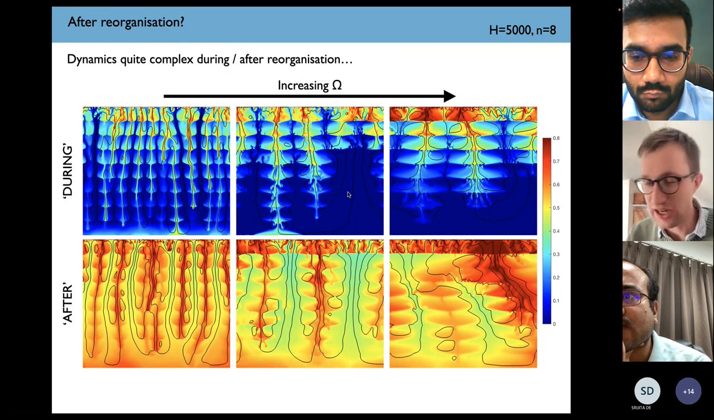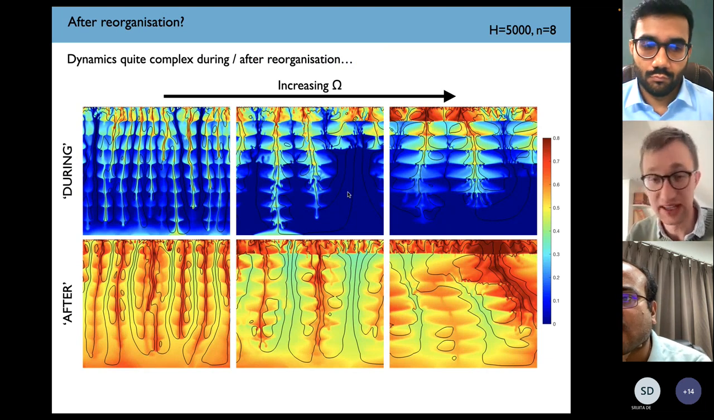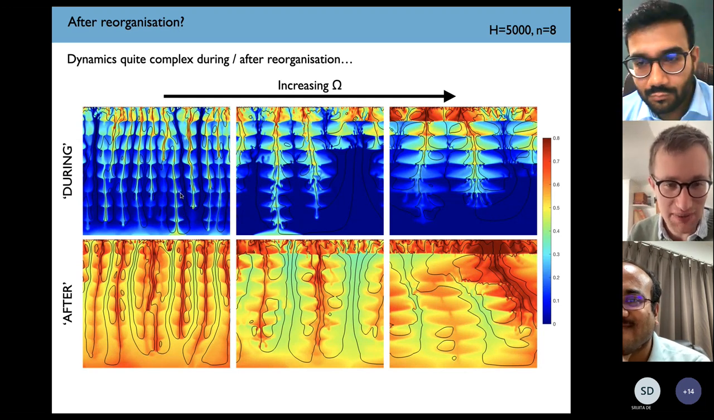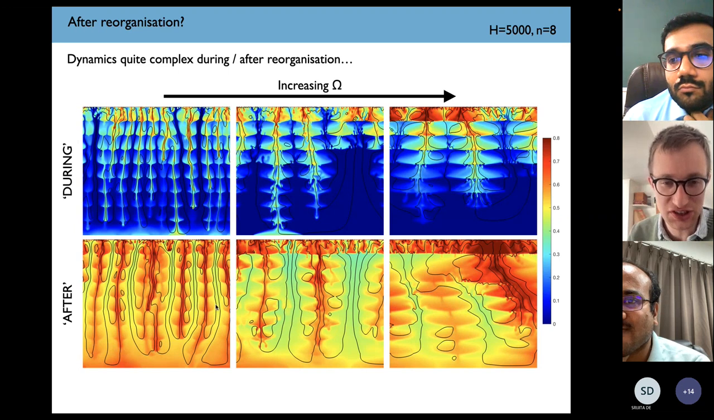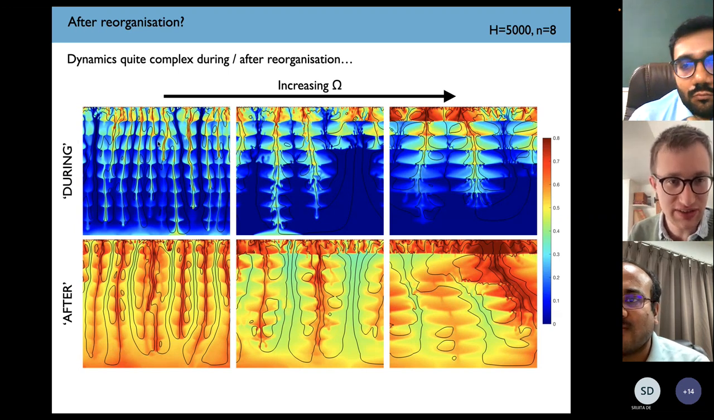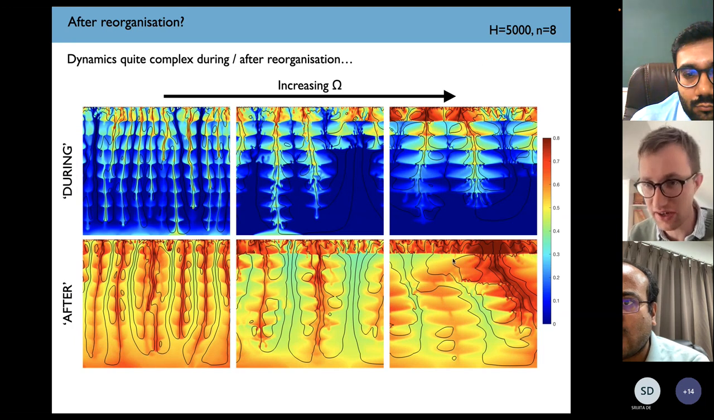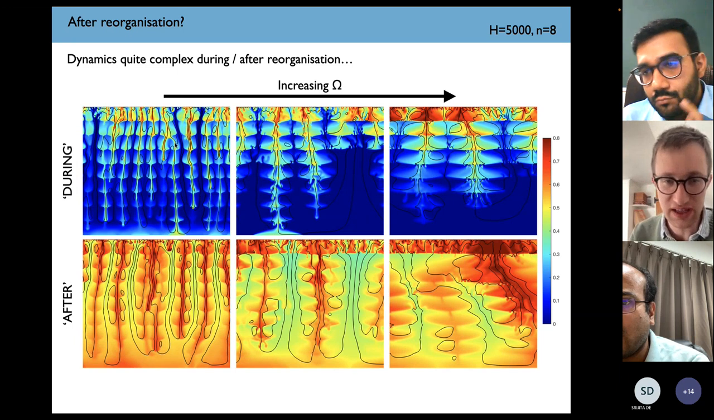This is just a final series of pictures for you to enjoy, really. But it's trying to demonstrate that the dynamics of what exactly is going on in this reorganization is quite complicated. So here's a series of different simulations. There are three simulations shown here at two different times. So the three simulations are for moderate omega, quite high omega, and very high omega over here. And they're showing a snapshot somewhere during the advective reorganization.